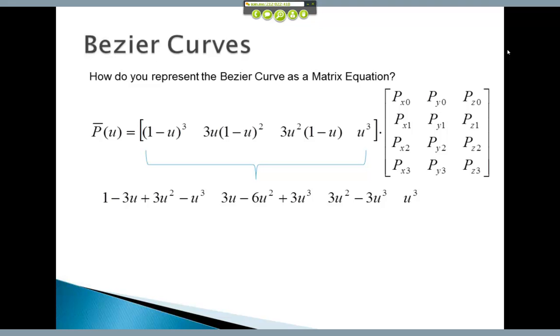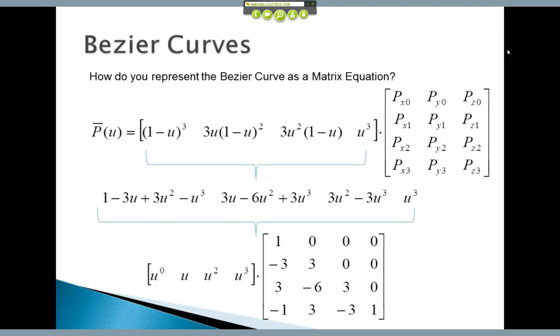So does that help us now look and see how to separate out the u's? Well, hopefully we can pull out a u to the 0, which is 1. Pull out u, u squared and u cubed, and get the first column of 1, minus 3, 3, minus 1, which, when you multiply those together, you get your first Bernstein polynomial.